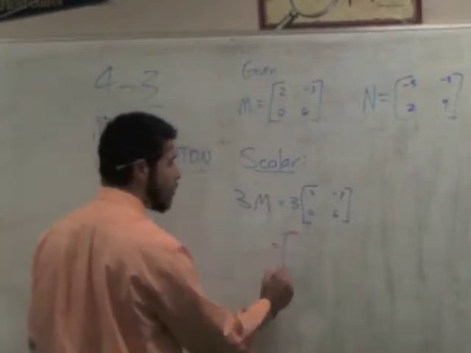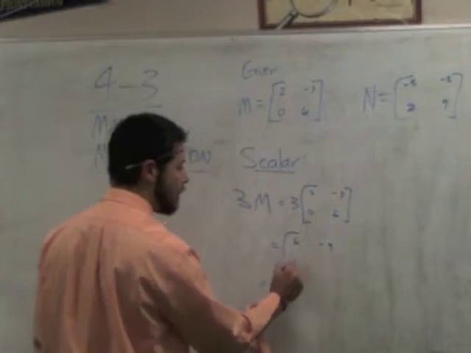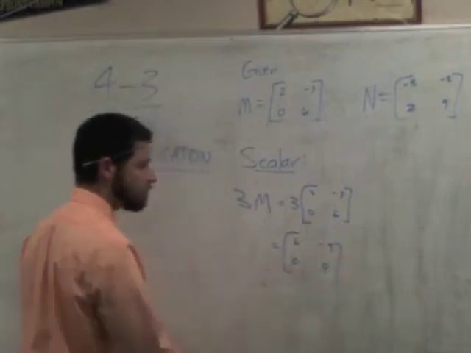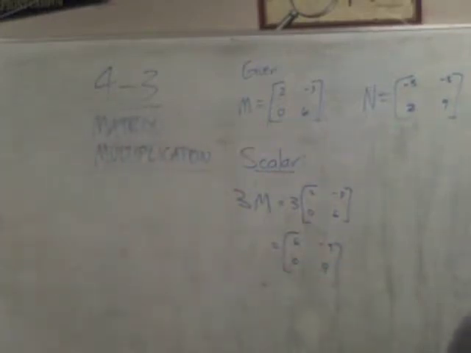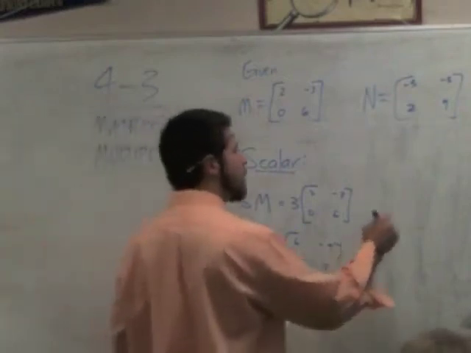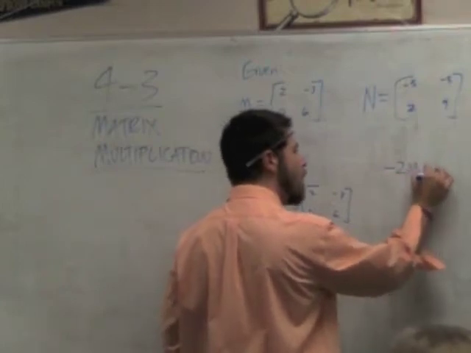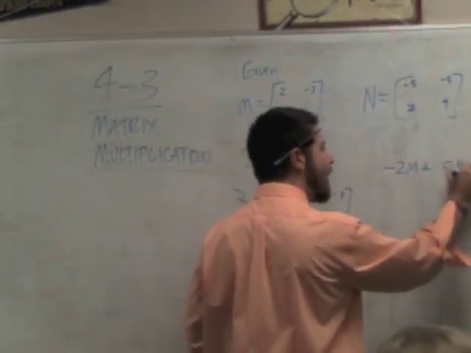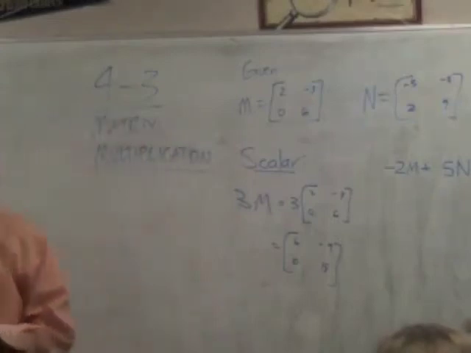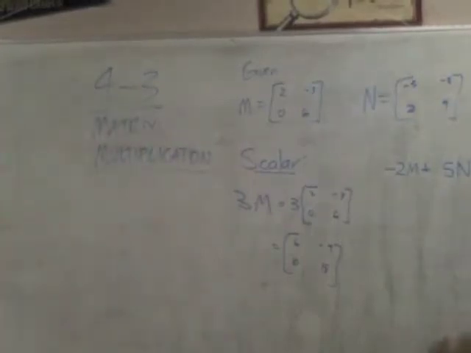So 3M is going to be 6, -9, 0, and 18. How easy is this? Pretty easy. Very easy. We can have something a little bit more difficult like -2M plus 5N. -2M plus 5N.